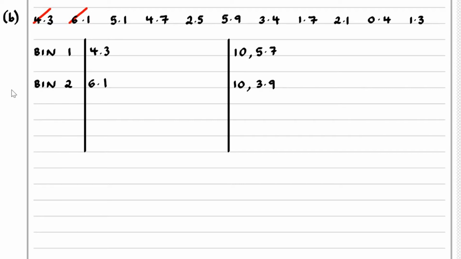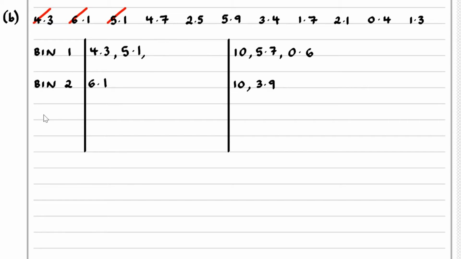Let's take a look at the 5.1. Well, what we can see is there is enough space in bin 1 to place the 5.1 into it, so we can place the 5.1 into bin 1, and the space left over then will be 5.7 subtract 5.1, which is 0.6. Let's cross off the 5.1, indicating we've used it up.